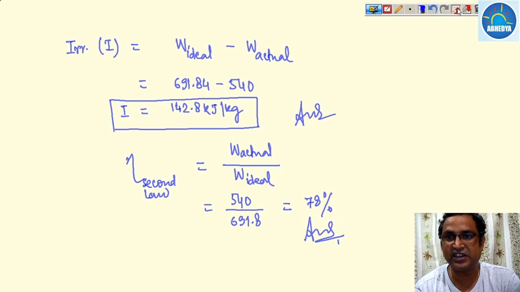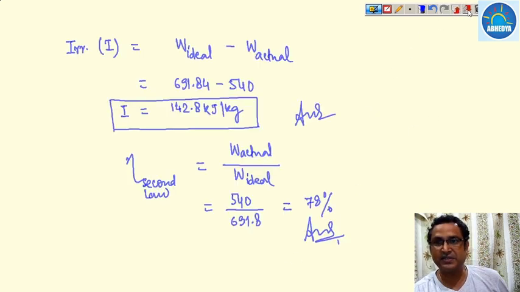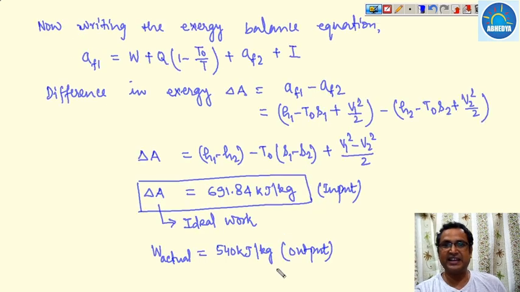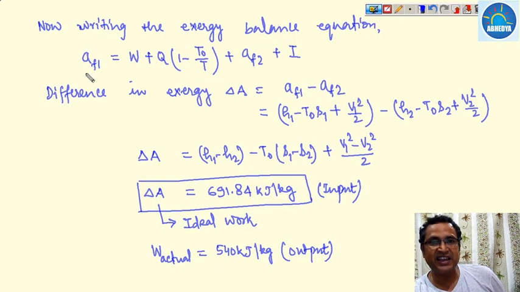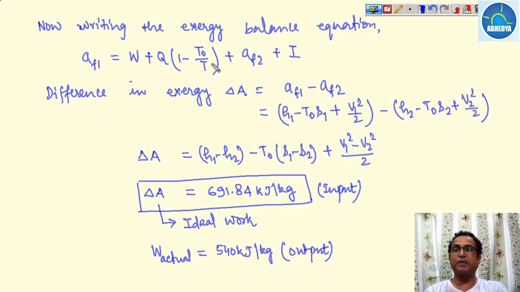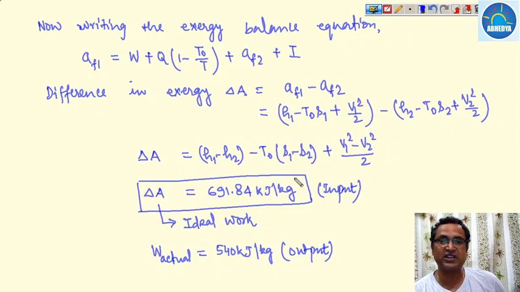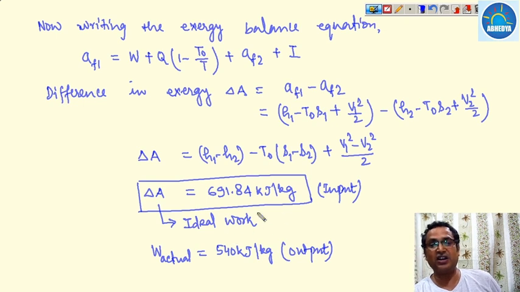So I think now it is clear to you, you can find the difference. Basically initially it has this much amount of energy, but finally it has transferred this much amount of energy. So the total transferable amount is AF1 minus AF2, but because of the irreversibilities and other things, this amount has not been transferred. Ideally we can transfer this much at the output, but we are getting only 540 kilojoule per kilogram. This is just because of irreversibilities, and so we have calculated this.